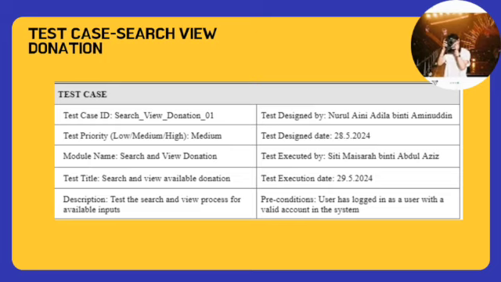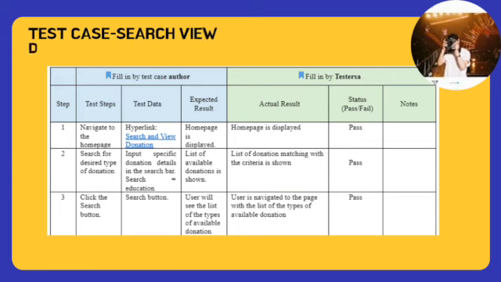For this test case, the module name is search and view donation, and the test priority is medium. The description for this test case is to test the search and view process for available inputs, and the precondition is that the user has to log in with a valid account in the system. Now, jump to the steps. The first step is to navigate to the home page.